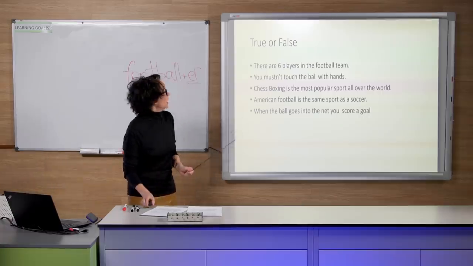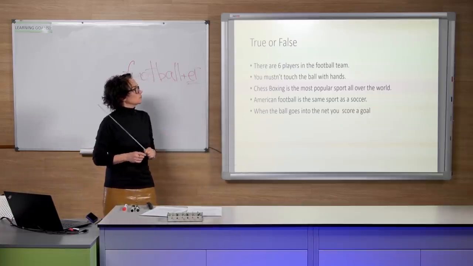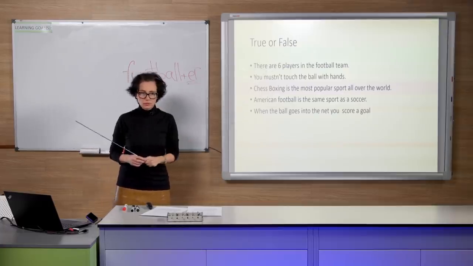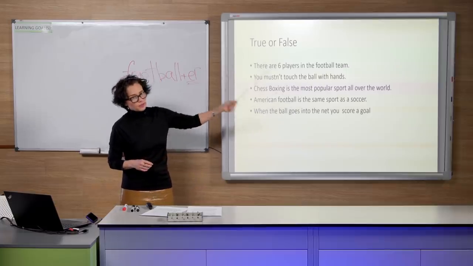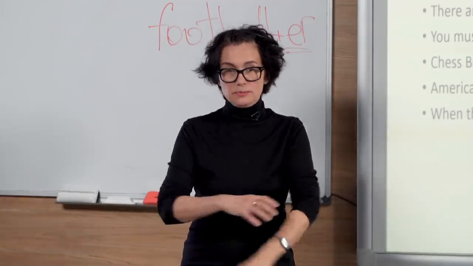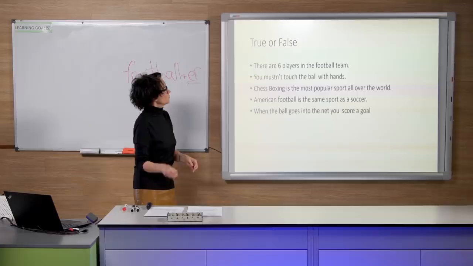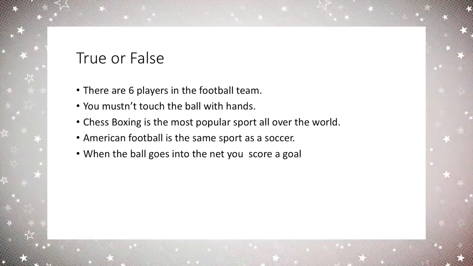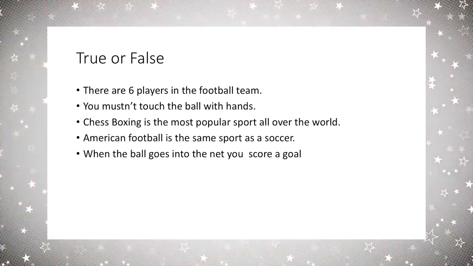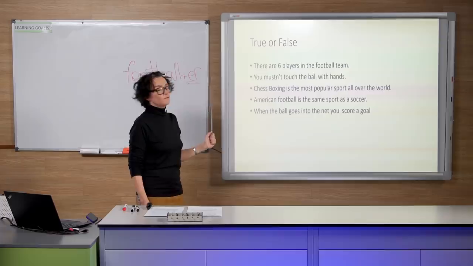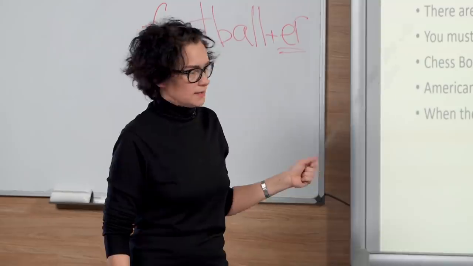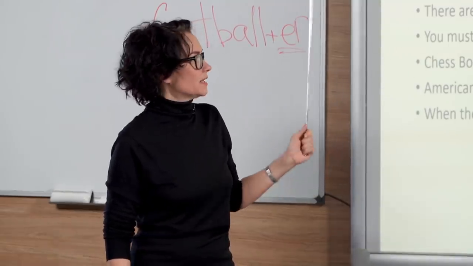And now you should tell me true or false. I read you a sentence, and you give me the answer. True or false? The first. There are 6 players in the football team. True or false? False. Because how many players in a football team? Yes. There are 11 players in a football team.